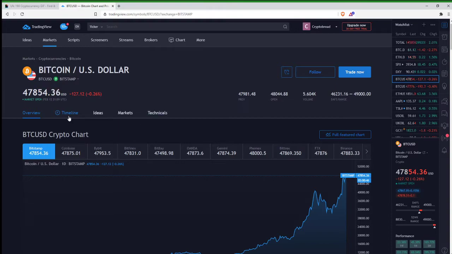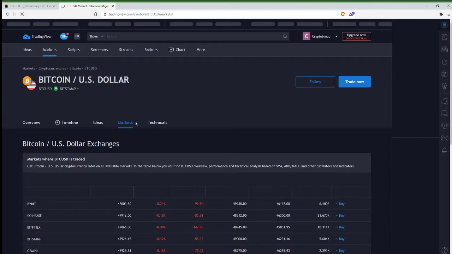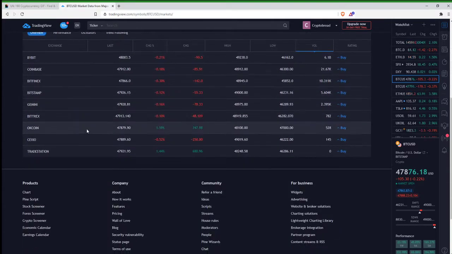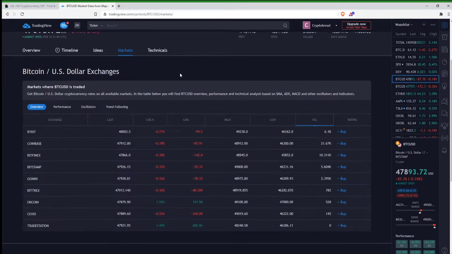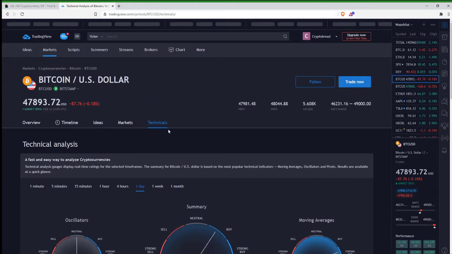So that being said, we can take a look here. You can get an idea and a feel for just kind of the UI here. Here are the different markets that this asset is traded on, or some of them at least, as you can see. There are a lot more markets than what are shown there, but here are the technicals for Bitcoin paired with the US dollar.